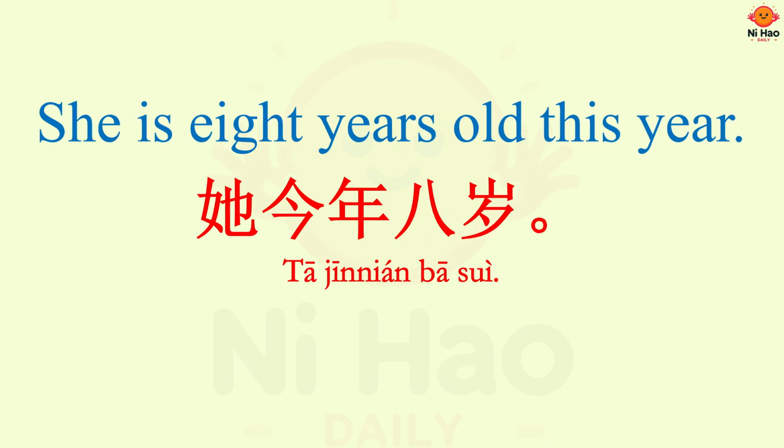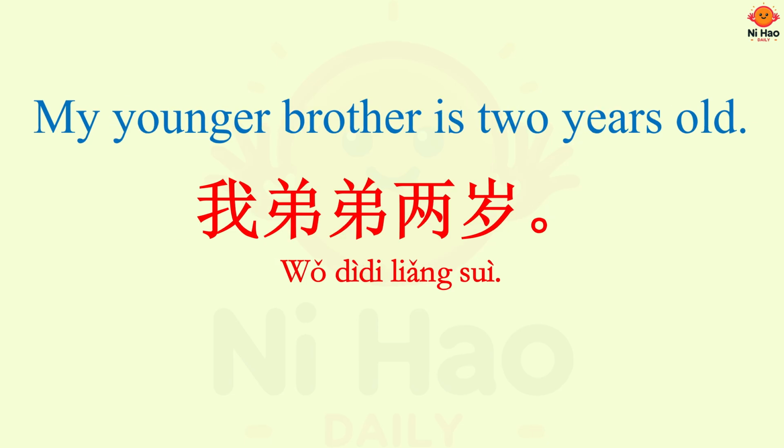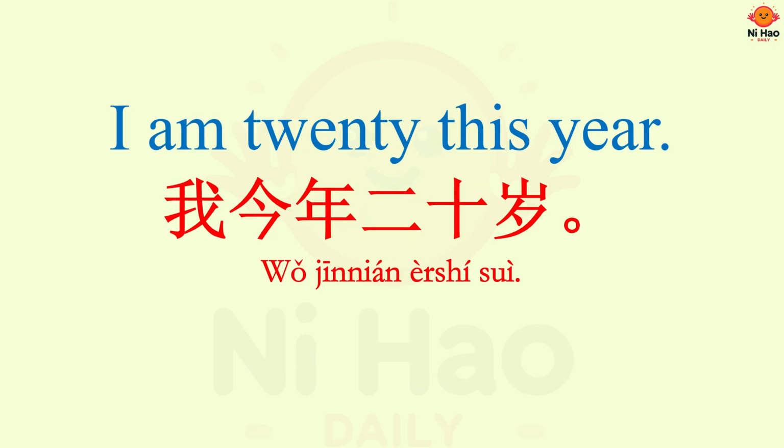She is 8 years old this year. 他今年8岁. My daughter is 3 and a half years old. 我女儿3岁半. My younger brother is 2 years old. 我弟弟2岁. How old are you? For kids. 你几岁. I am 20 this year. 我今年20岁.